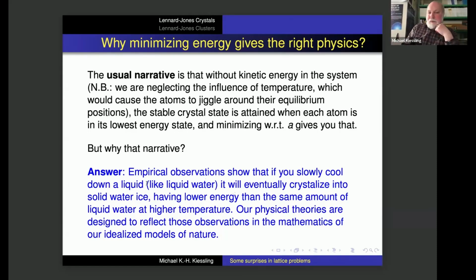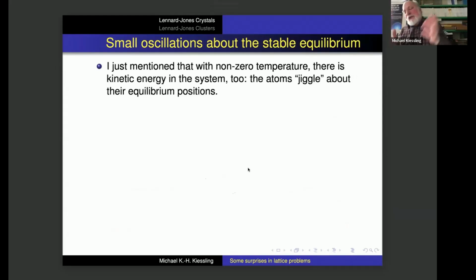Well, it all comes from extractions from empirical observations. Just think of what happens to familiar water. If you slowly cool down a liquid like liquid water, it will eventually crystallize into solid water ice, having lower energy than the same amount of liquid water at higher temperature. Our physical theories are just designed to reflect those observations in the mathematics of our idealized models of nature. And it's tried and found to work. So, good. I just mentioned temperature will make things jiggle. So now we ask about small oscillations about the stable equilibrium.